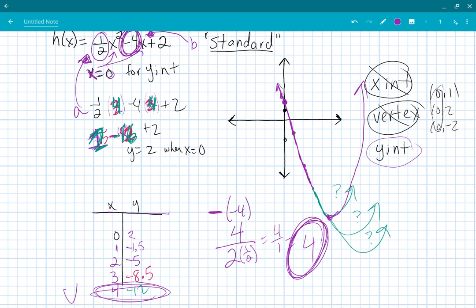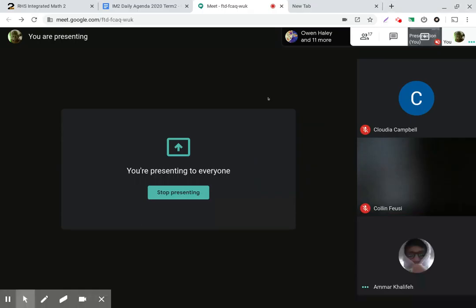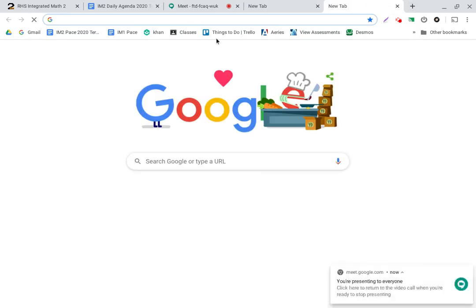So can you just do the opposite of -4? Why do you have to divide? Oh, good question. So the thing is, and let me show you with Desmos, just so you can see that. Check this out.